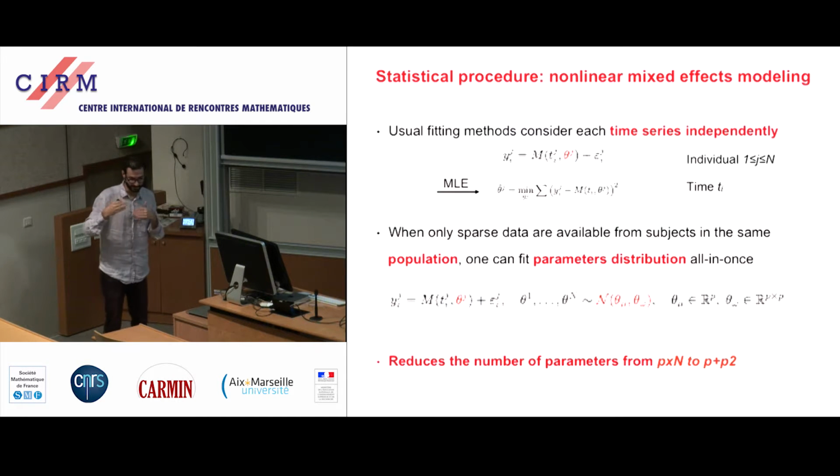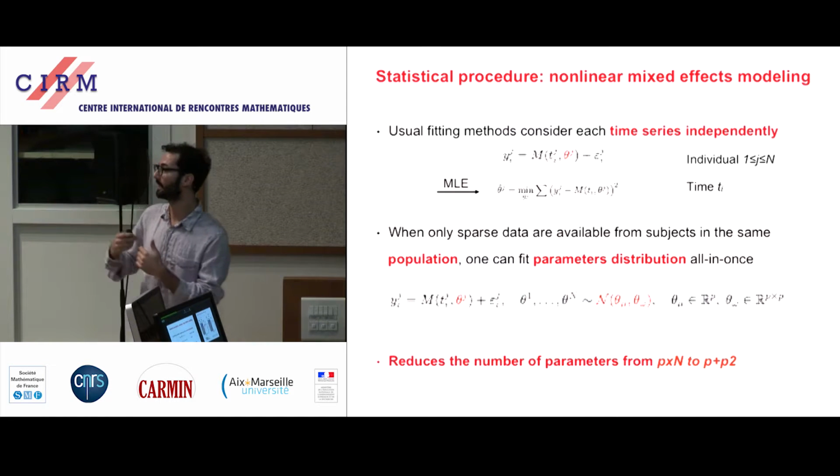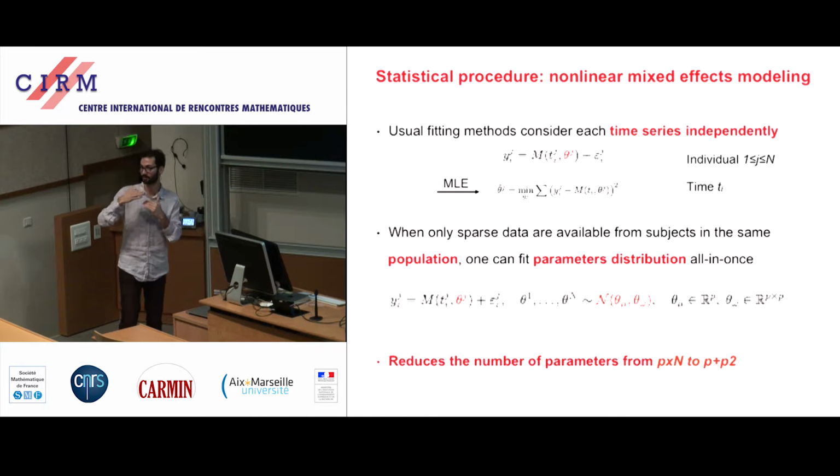But it doesn't matter. The idea is that all these parameters follow the same law, and then you don't want to estimate each of these parameters individually, but you will estimate the mean and standard deviation of this general law for the population. And then you reduce the number of parameters, or the number of degrees of freedom that you have left to fit, from p times n to p plus p squared. And this allows you to improve a lot the robustness of your identification, of your estimation of the parameters.